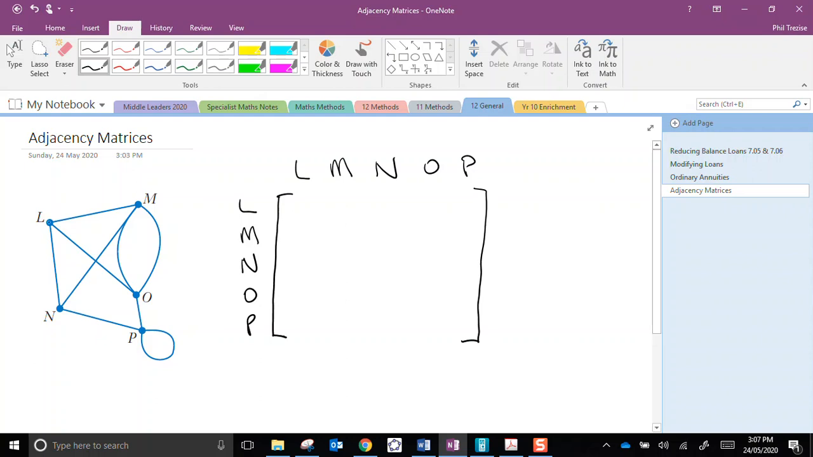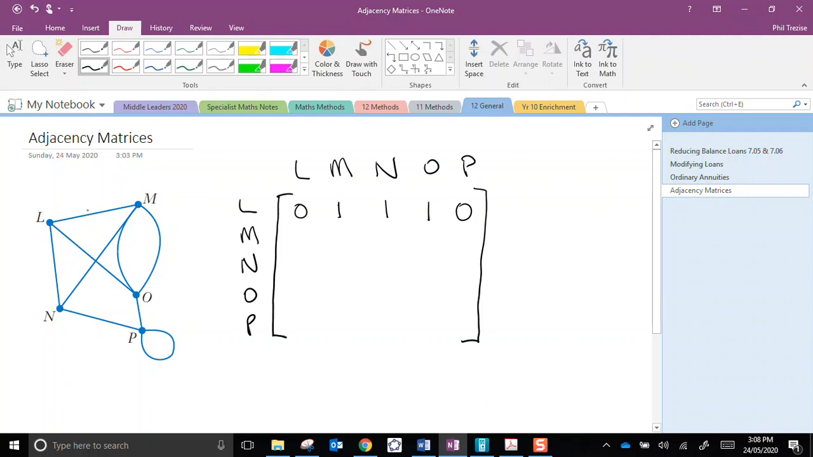So let's take a look here with L. L does not connect to itself, so L is a 0. L connects via one edge to M, so I'll put a 1 there. L connects via one edge to O, and L connects via a single edge to N. There is no direct connection from L to P. There is no single edge, so that's a 0. And that's our first row. Now we can just keep going row by row by row.